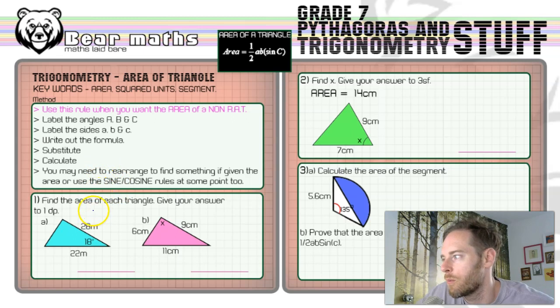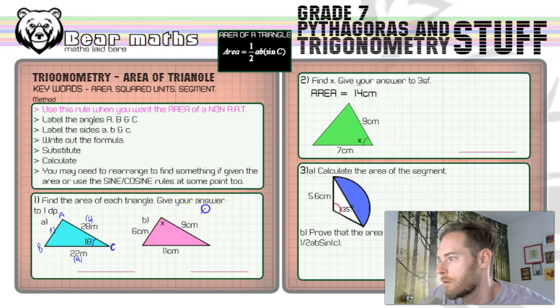So the first question is very simple. We've got to find the area of the first triangle, the blue one, and give our answer to one decimal place. It's a good idea to label, or it's imperative really, that you label the angle that you're given, the big C. Therefore that's our little c. Then we can say that that's A, and that's little a, that's big B, and little b. It doesn't matter which ones are which, but it does matter that big C is next to that angle. So substitute in, I'm going to do it over here for a little bit more space.